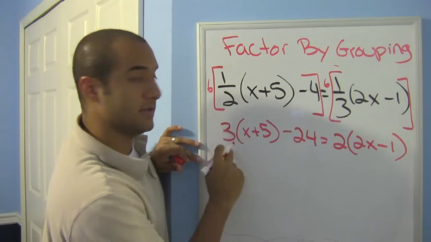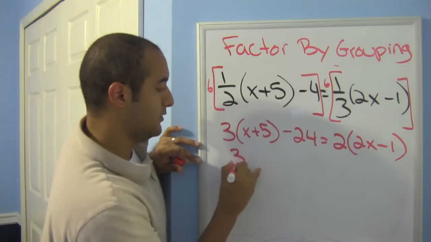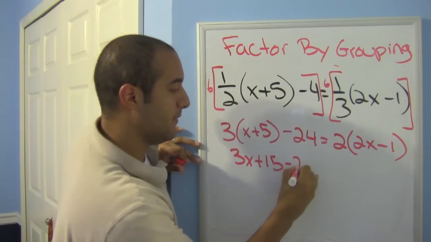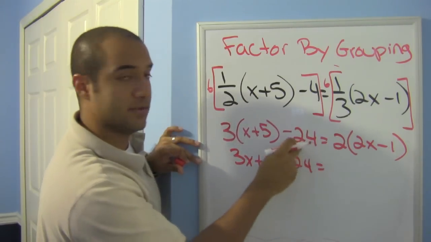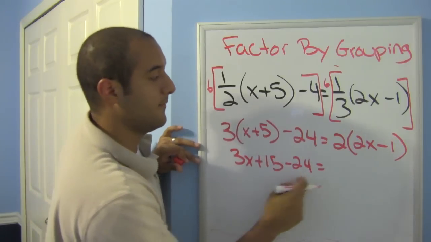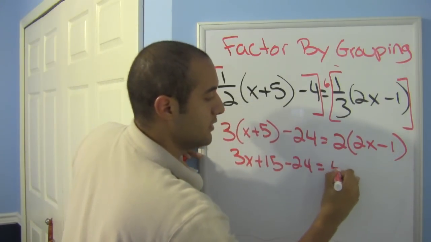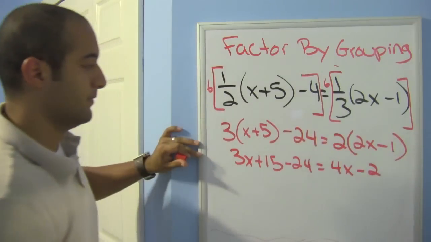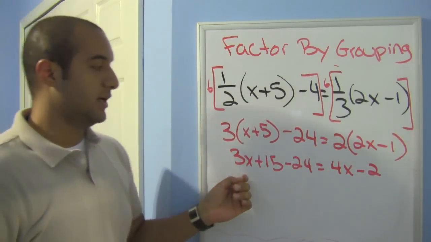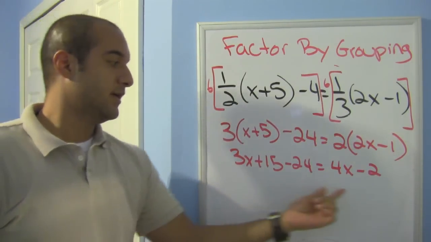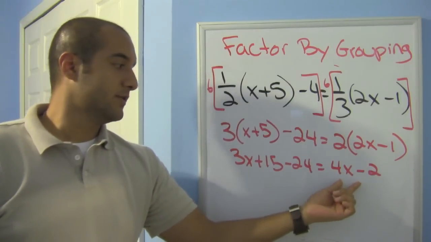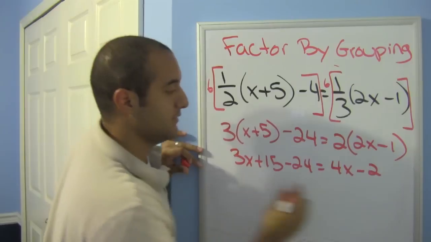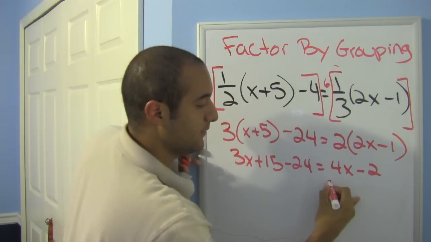3, and I'm going to distribute this 3. So I get 3x plus 15 minus 24. I didn't touch this minus 24, so I brought it down. And distribute that too. 4x minus 2. Okay? Here I have a choice. I could either move this 3 to this side or this 4x to this side. I'll just go ahead and I'll bring that 4x to the left side. Whatever you choose is up to you.